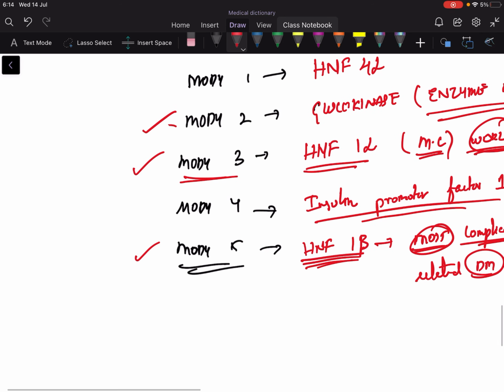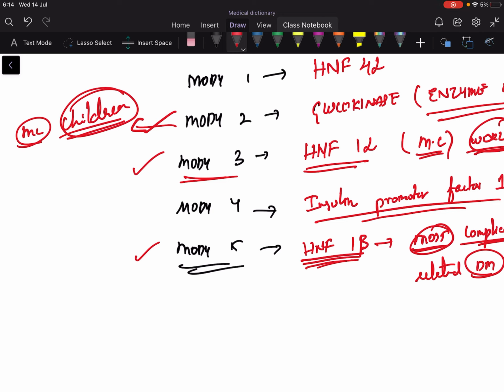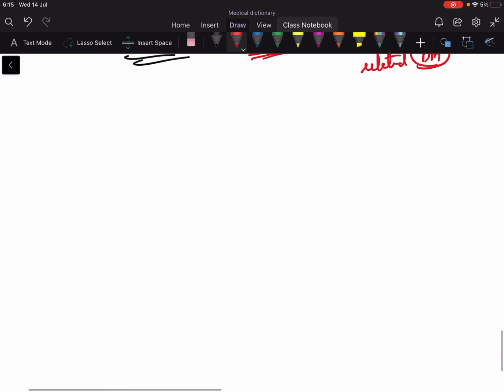So once again, MODY2, there is some extra information. This MODY2 is most commonly seen in children, and you don't need drugs for the treatment. So that was the classification of MODY. There are type 6 and type 7 also, but they are beyond the scope. I don't think they will ask, but if you want to know them, you can read it from the textbook.